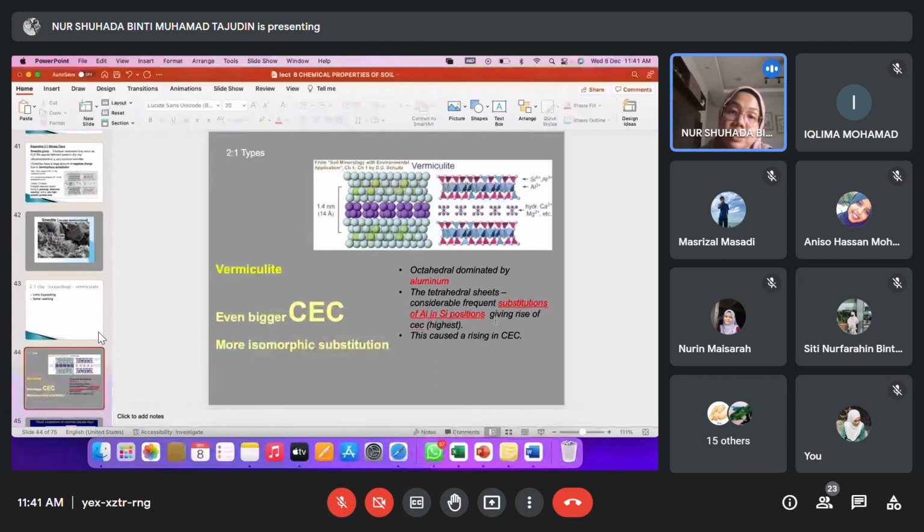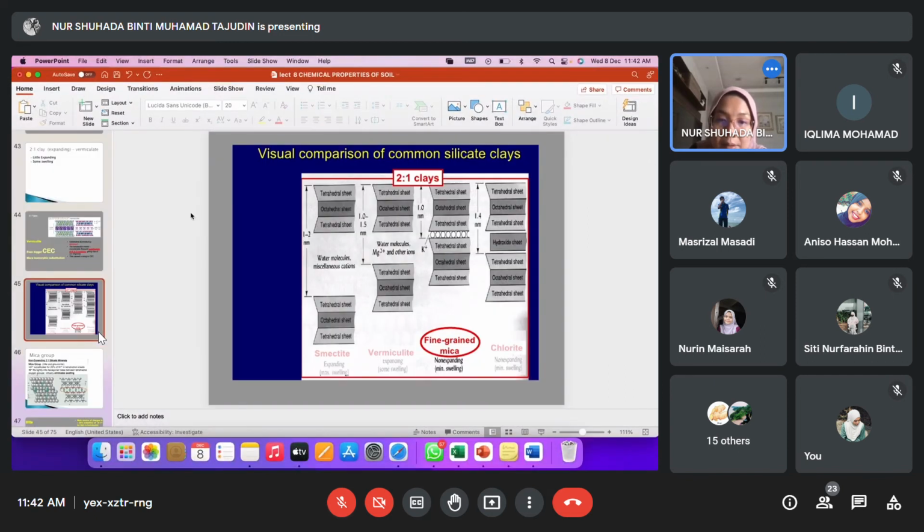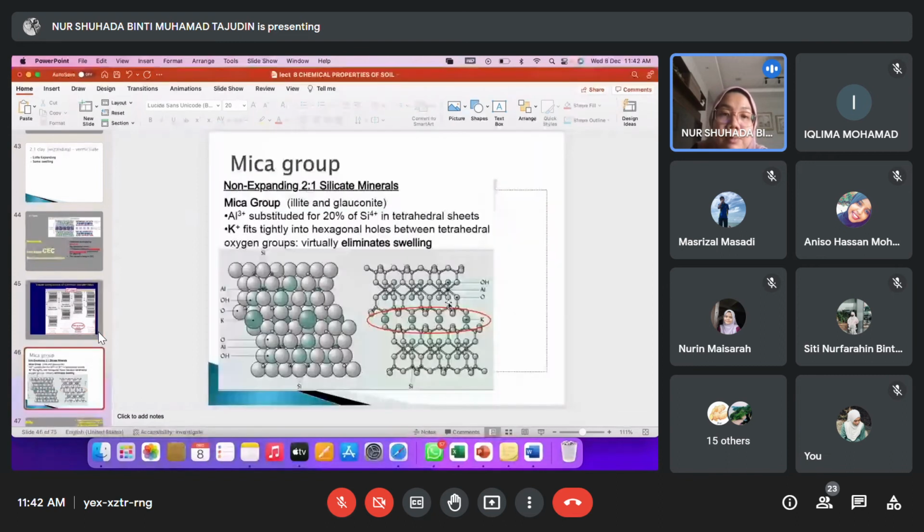We have a few types of clay just now, as I mentioned. A comparison: kaolinite is out. It cannot allow nutrient or cation exchange, but smectite a little bit, and vermiculite is the best. It has bigger CEC because it allows more isomorphous substitutions. So this is the comparison. Just now, vermiculite; smectite allows a lot. Vermiculite allows water molecules at an intermediate level, and it allows magnesium and other cations. But another one, we have the mica groups, which is non-expanding.